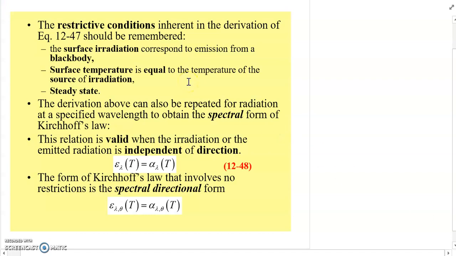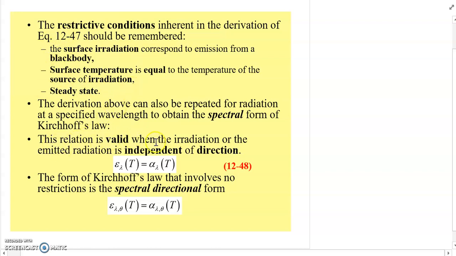But there are strict conditions inherent to the derivation of Kirchhoff's law. These are the three restrictive conditions. First, the irradiation corresponds to the emission from a black body. If it's not a black body, you won't have Kirchhoff's law. Second, the surface temperature is equal to the temperature of the source of irradiation, so your temperature must be the same for epsilon and alpha, for those two surfaces. And third, you must be at steady state.